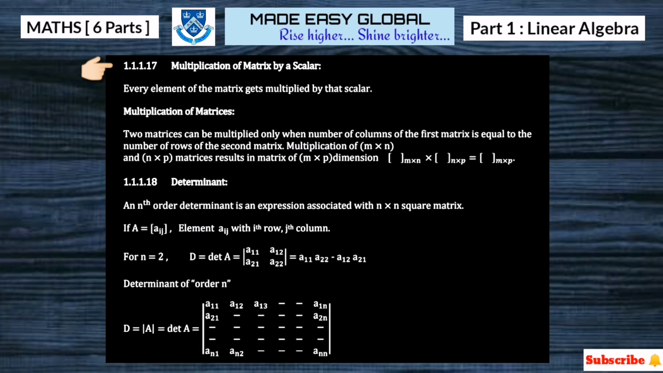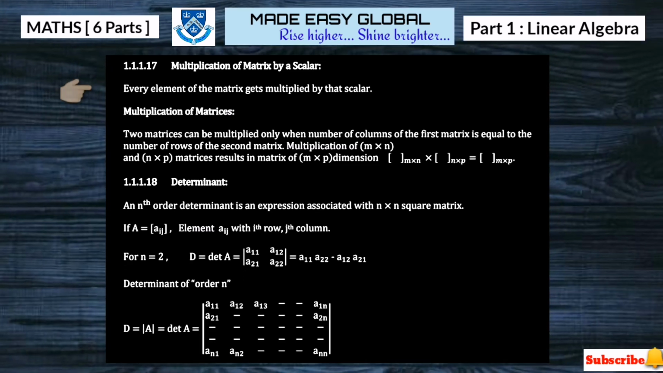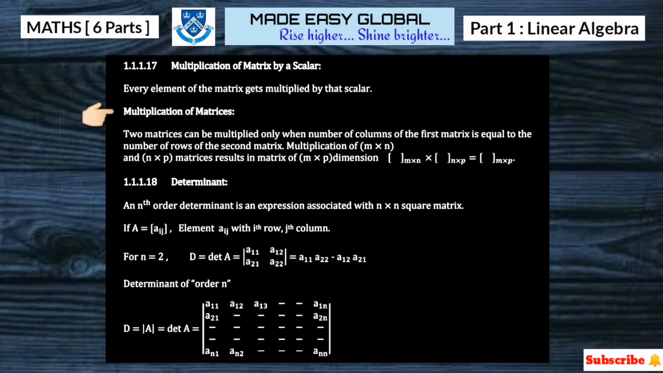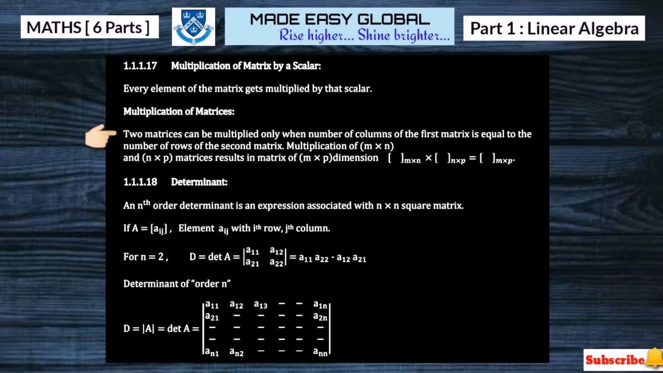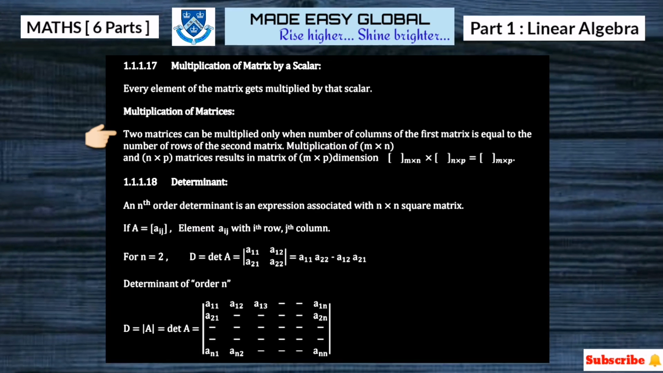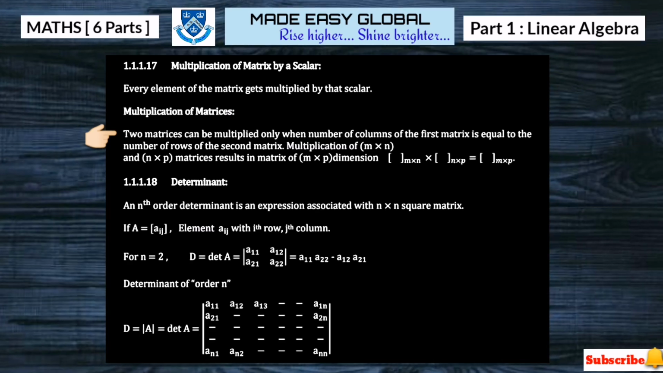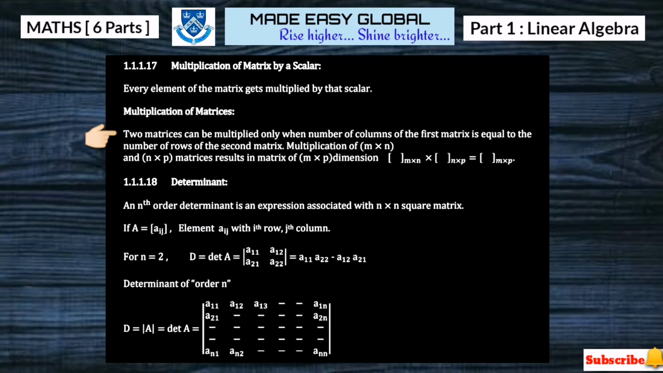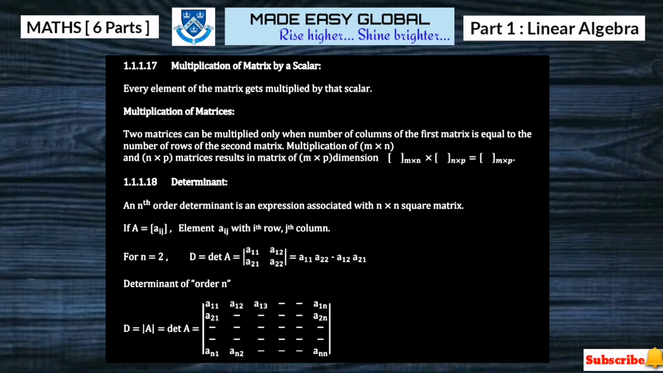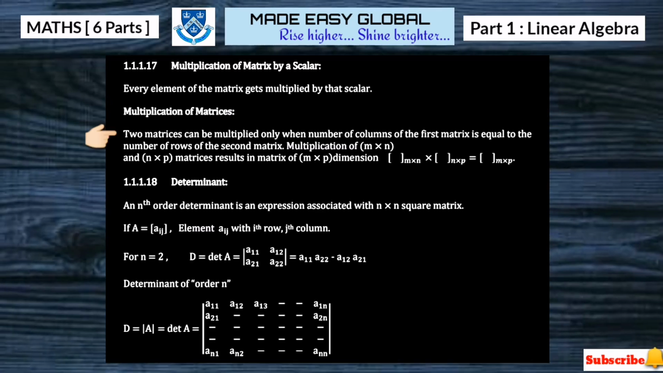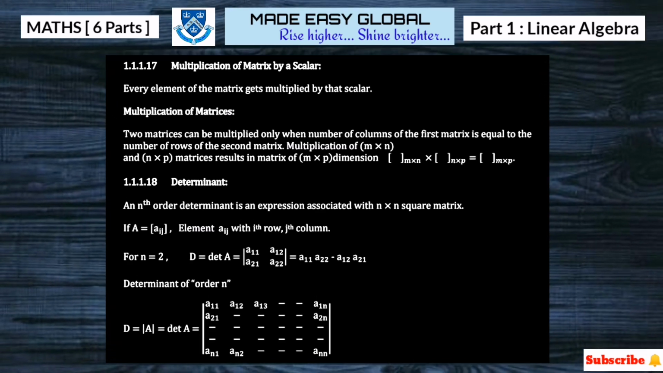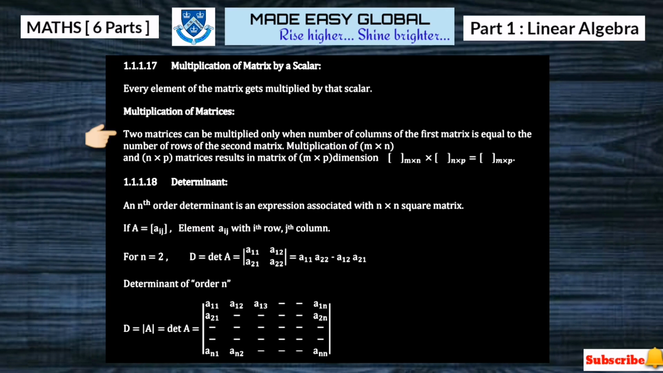Now the next topic is multiplication of a matrix by a scalar. Every element of the matrix gets multiplied by that scalar. In multiplication of matrices, two matrices can be multiplied only when the number of columns of the first matrix is equal to the number of rows of the second matrix. Multiplication of m cross n and n cross p matrices results in the m cross p. Here this rule is most important for the examination because based on this rule direct questions can be asked, and till now more than 6 to 7 questions were asked from this topic.